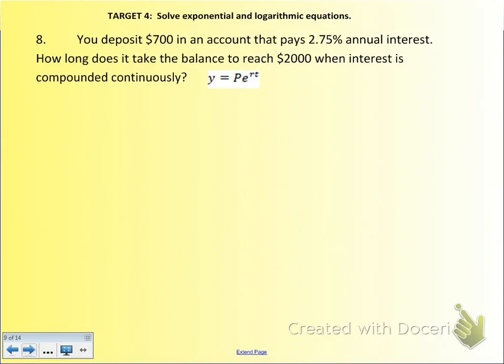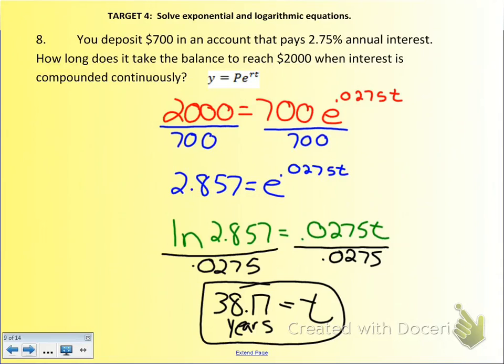Okay, give this one a try. It's our old friend, the compounding continuously equation that we had previously in this unit. For this one, we want to find out how many years it's going to take us. If we start off with $700 and put it into an account with an annual interest of 2.75%, how long will it take us to get $2,000 in there if it's compounded continuously? So we plug the 2,000 into the y. Then we divide both sides by 700 here in blue. So we're left with 2.857 equals e^(0.0275t).